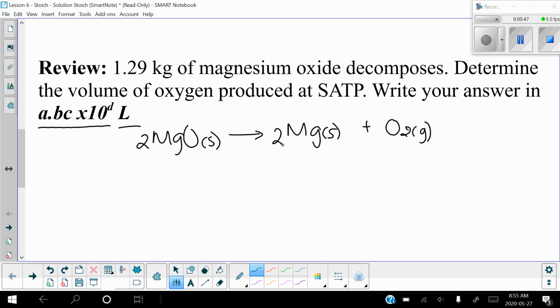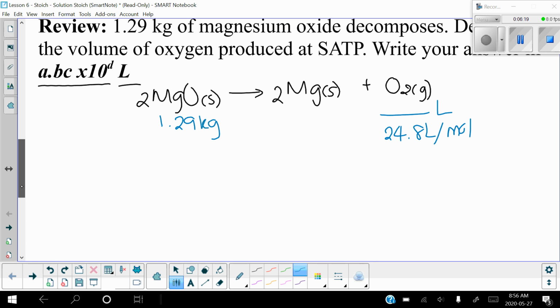Okay, now what we're going to do is label our known and unknown. So we have 1.29 kilograms of magnesium oxide. We are looking for blank liters of oxygen, not kiloliters, liters of oxygen produced at SATP, which is 24.8 liters per mole. Great.